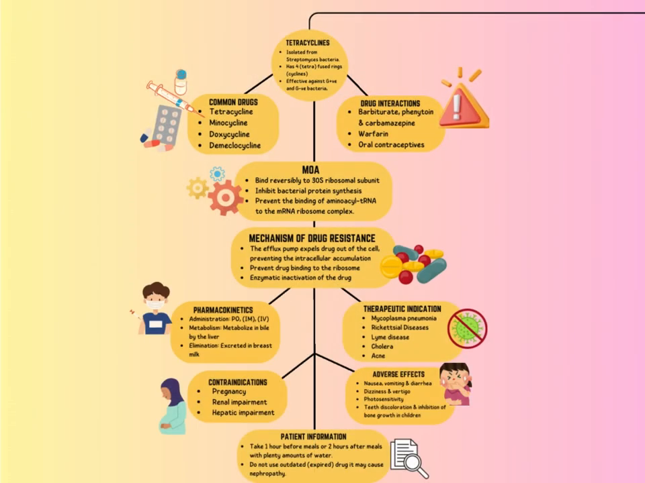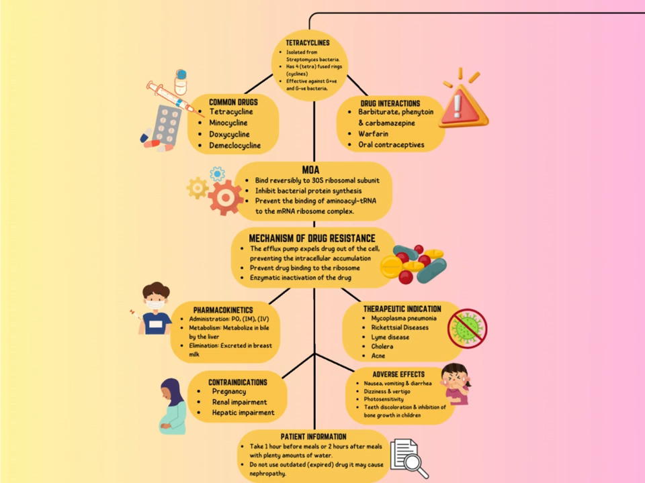The first protein synthesis inhibitor drug is tetracyclines. Tetracyclines are isolated from Streptomyces bacteria. They have 4 fused cycline rings with a system of conjugated double bonds. They are effective against gram-negative and gram-positive bacteria. The 4 common drugs of tetracyclines are tetracycline, minocycline, doxycycline and demeclocycline.